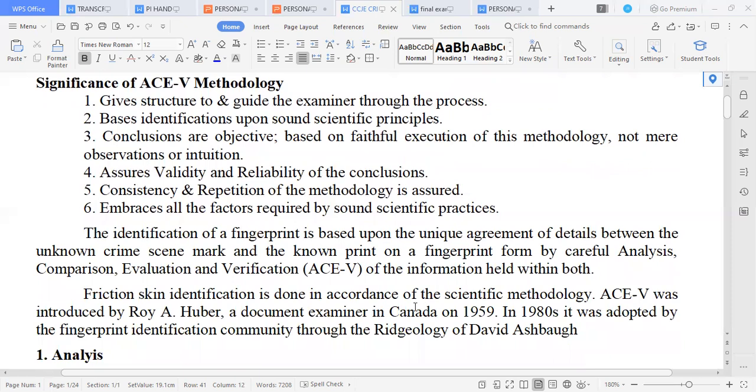To give you an overview about its history, this ACEV was introduced by Roy A. Huber. So he's a document examiner. Primarily, this methodology was first used in document examination. But because of the adoption of this methodology by David Ashbaugh, it was then applied in fingerprint identification. So that is why we are here to study ACEV methodology, applying it to fingerprints.